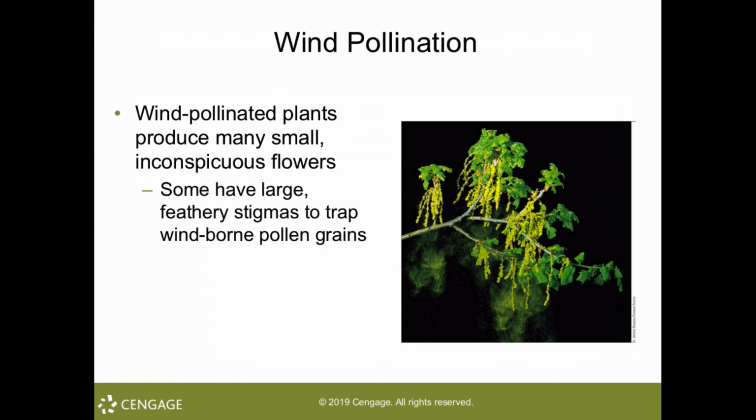Because wind pollination is a hit-or-miss affair, the likelihood of a particular pollen grain landing on the stigma of a flower of the same species is slim. Hence, those wind-pollinated plants produce large quantities of pollen grains, copious quantities, which increases the likelihood that some pollen grains will land on the appropriate stigma.